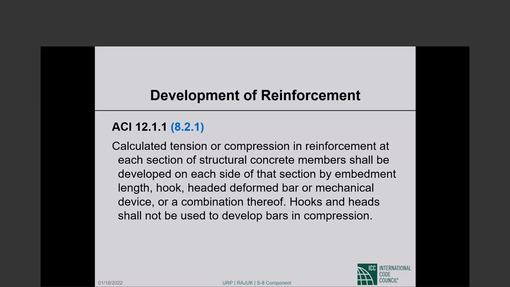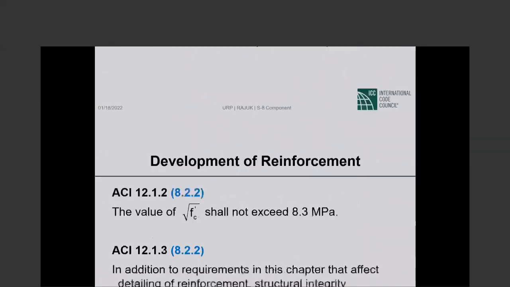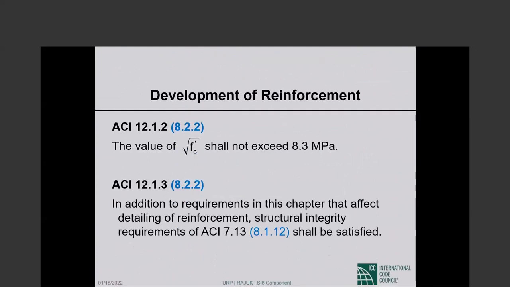So calculated tension or compression in reinforcement at each section shall be developed on each side of that section, and you do the development by embedment length, hook, headed deformed bar, which I mentioned on the first day with you, or mechanical device, or a combination of these. Hooks and heads shall not be used to develop bars in compression. They work in tension fine, they do not work in compression.